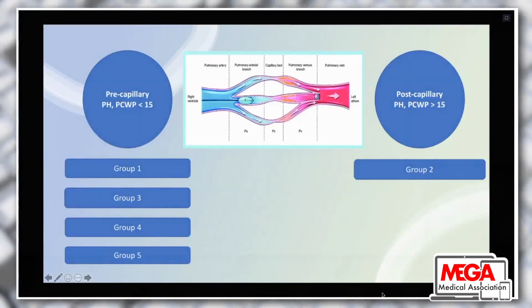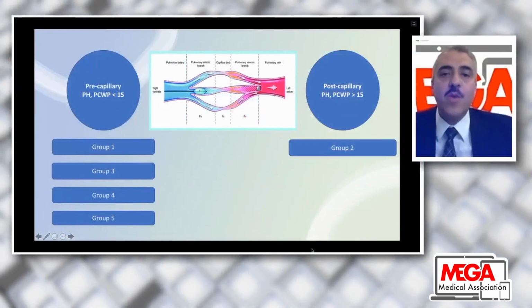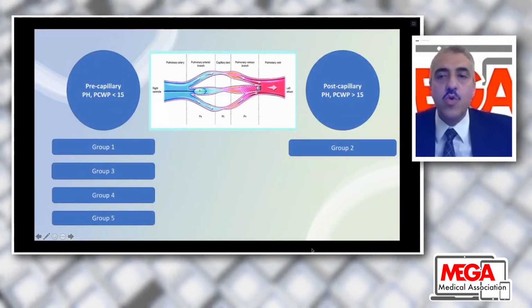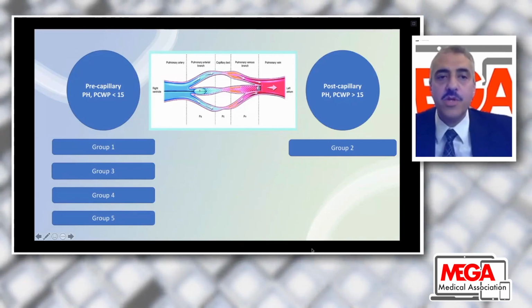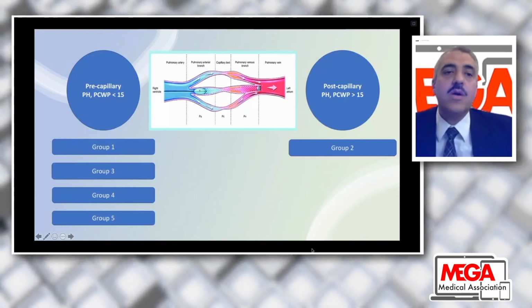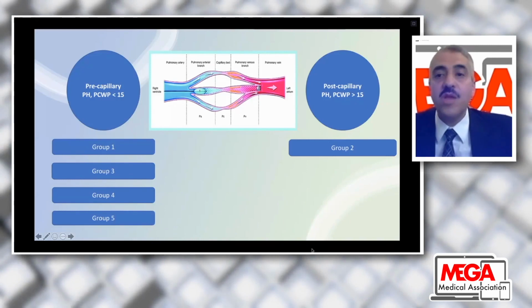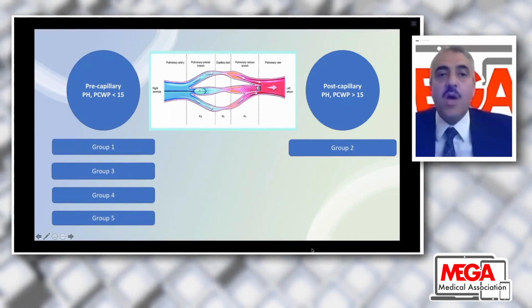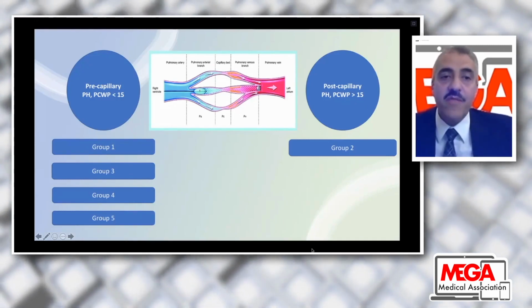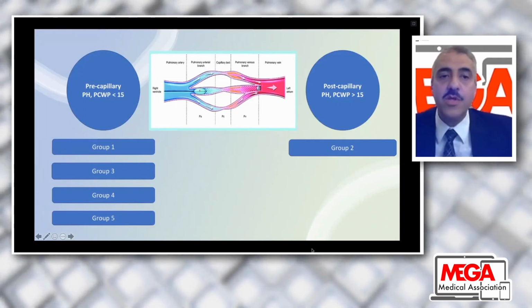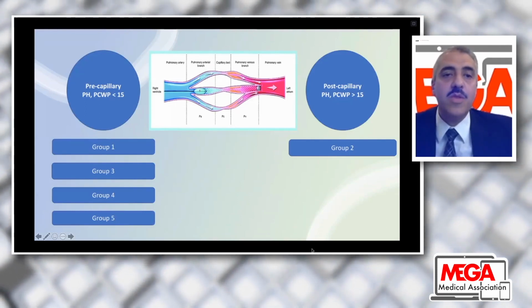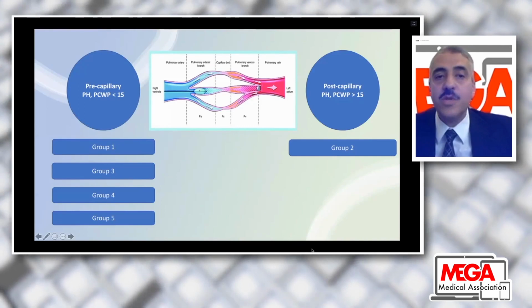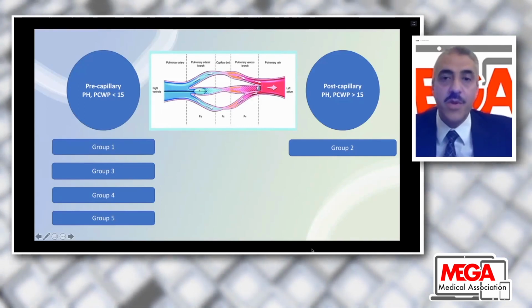All these groups could be considered pre-capillary pulmonary hypertension except group 2. Group 2 is considered post-capillary pulmonary hypertension with pulmonary capillary wedge pressure more than 15 millimeters of mercury. However, groups 1, 3, 4, and 5 are called pre-capillary pulmonary hypertension with pulmonary capillary wedge pressure less than 15 millimeters of mercury.